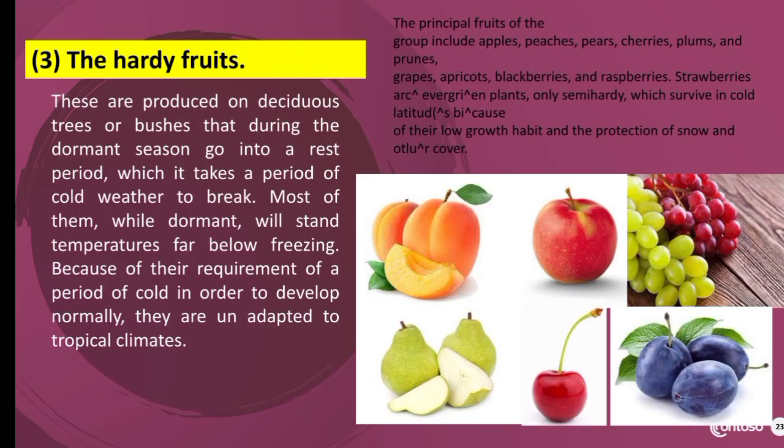So third is the hardy fruits. These are produced on deciduous trees or bushes. During the dormant season, they go into a rest period, which takes a period of cold weather to break down. Most of them, while dormant, will stand temperatures far below freezing because of their requirement of a period of cold in order to develop normally. They are unadapted to tropical climates, like pears, plums, apples, grapes, blackberries, strawberries, and cherries.